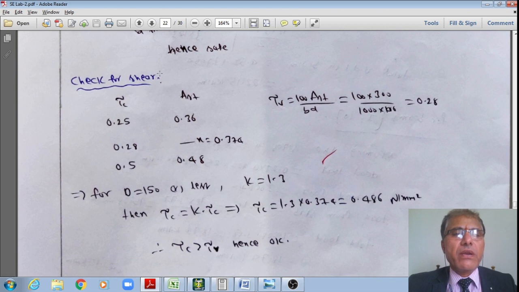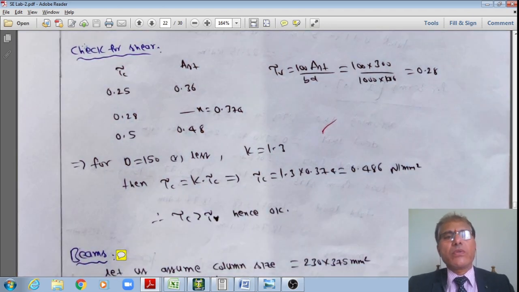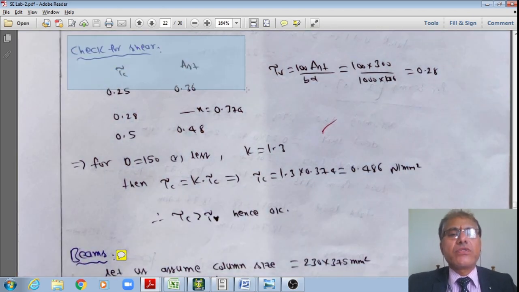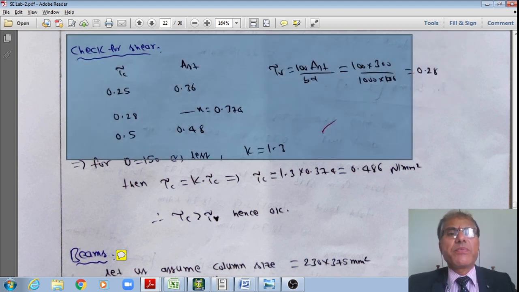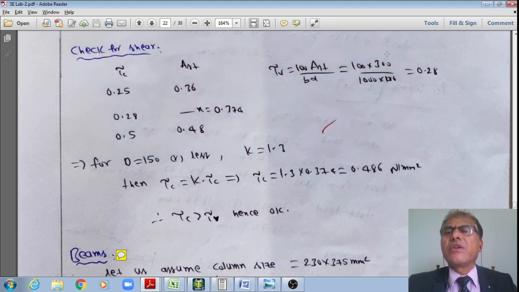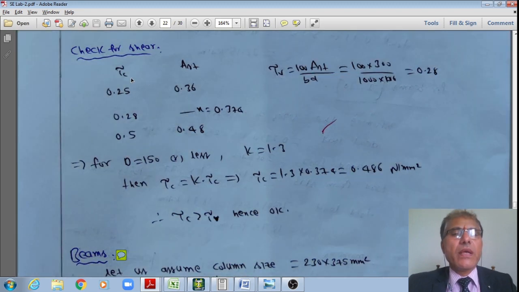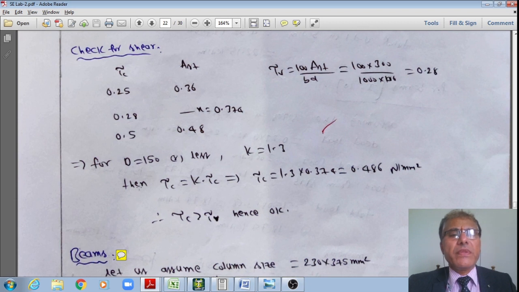You are already aware of, right? Once I do that, now let me go quickly to the top. The check for the shear, student. Now already I know what is the percentage of the steel provided, right? 100 AST by BD is equal to, it worked out, 0.28 by assuming by providing a steel of 300 mm square, right? Therefore, from table 19 of IS 456, now interpolate.